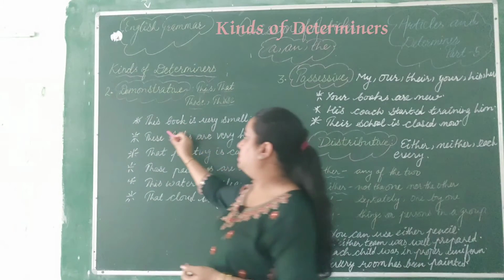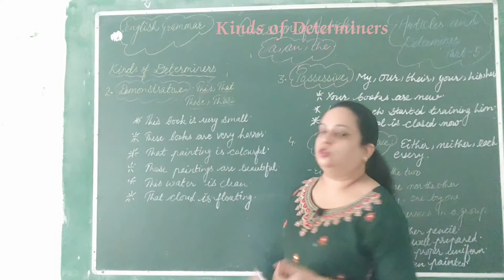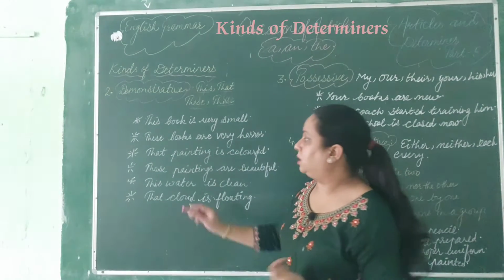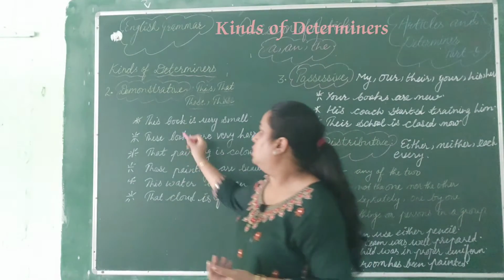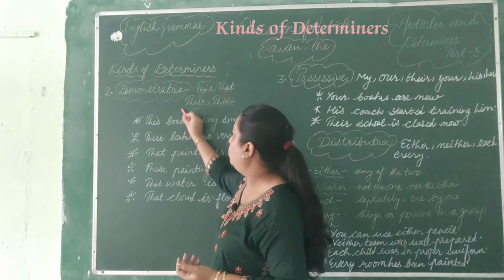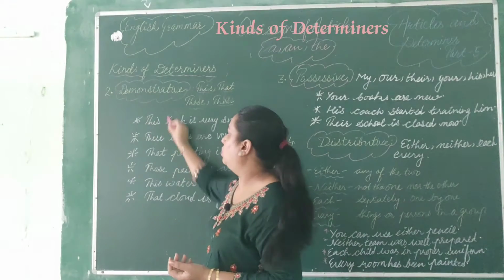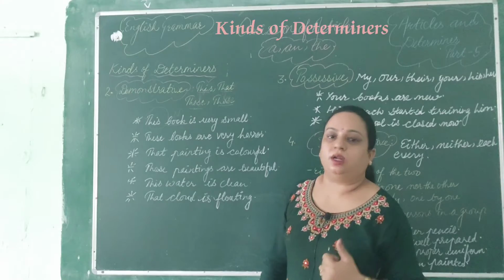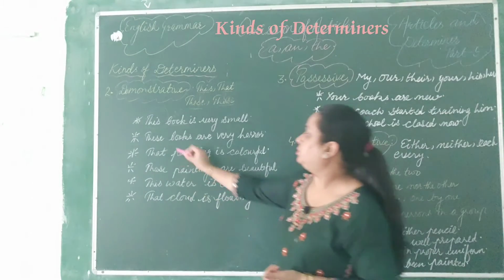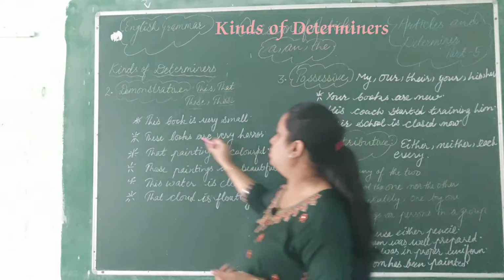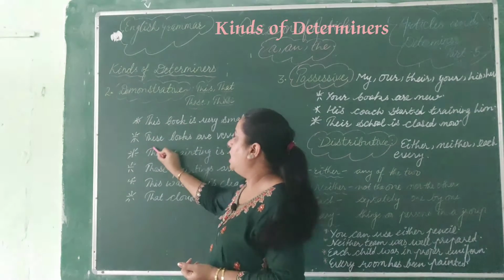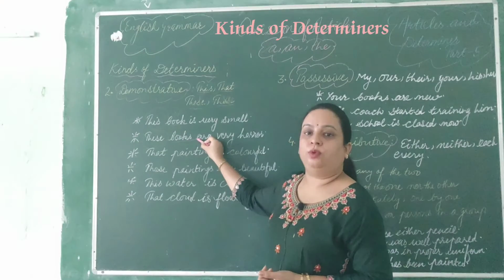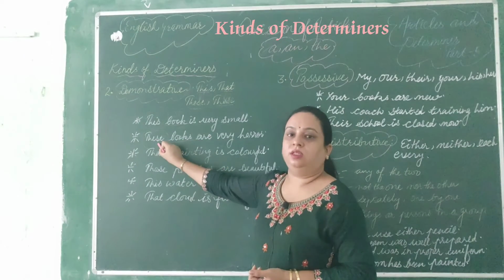Next, examples. This book is very small. If you have to fill the determiner, or identify the determiner, first look at the noun. Book is a noun here, and before that the word this is there, and we know that this is a demonstrative determiner. Clear? These books are very horror. So this we have done in singular form, and these we are doing in plural form. Books is a plural noun, and with that we have used these.